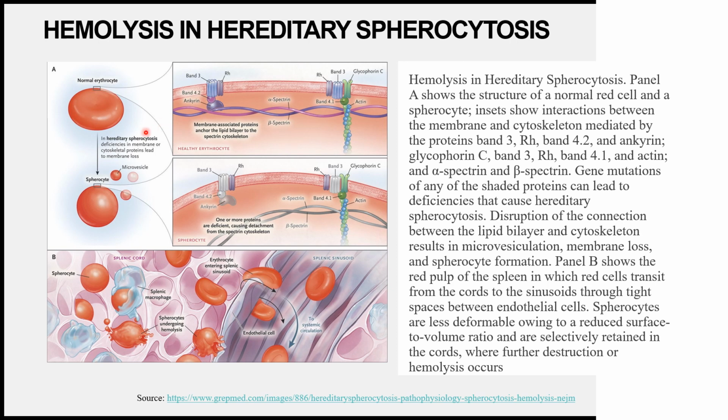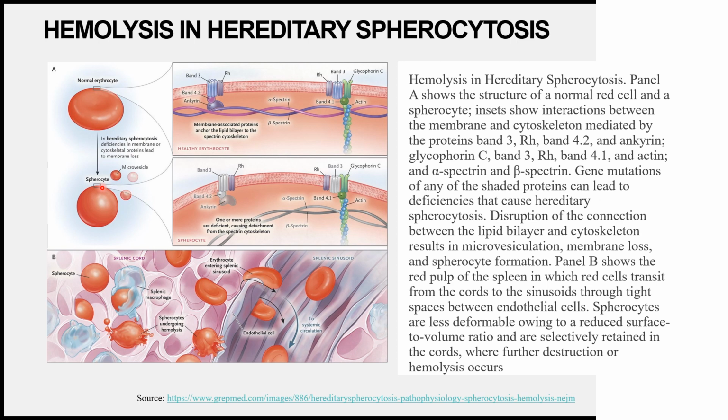What happens in spherocytosis is a mutation. This mutation causes deficiency of certain proteins, as you see shaded here. Therefore, there's a disruption of the connection between the membrane and the cytoskeleton, and this results in formation of microvesiculation and membrane loss, and finally results in the formation of a spherocyte.